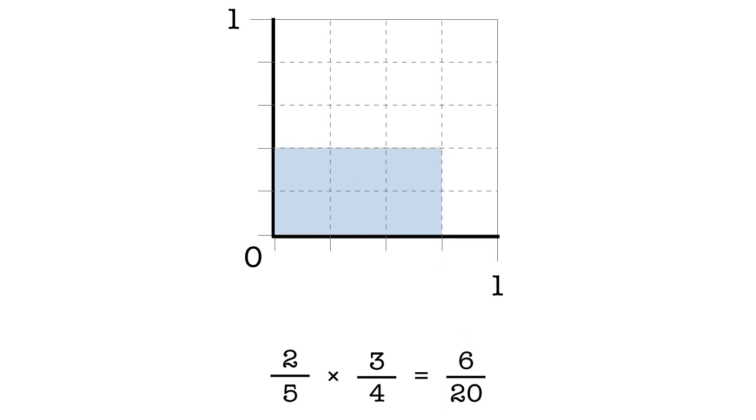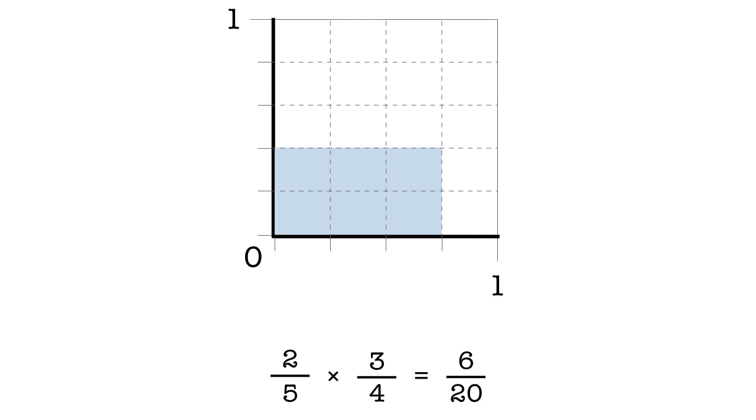Again, there are 20 parts in each whole unit. So the denominator is 20. We have 6 parts in the array. So the numerator is 6. So the product of the two fractions is 6/20.